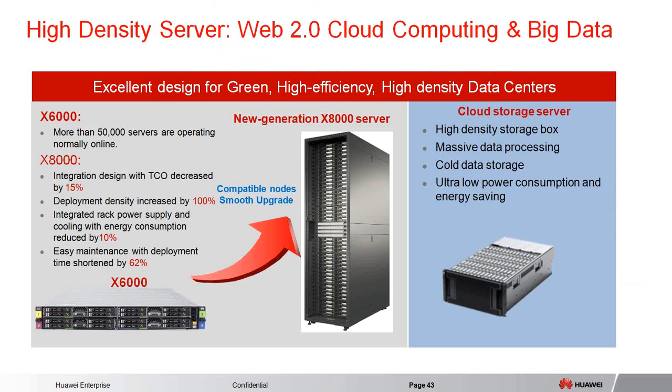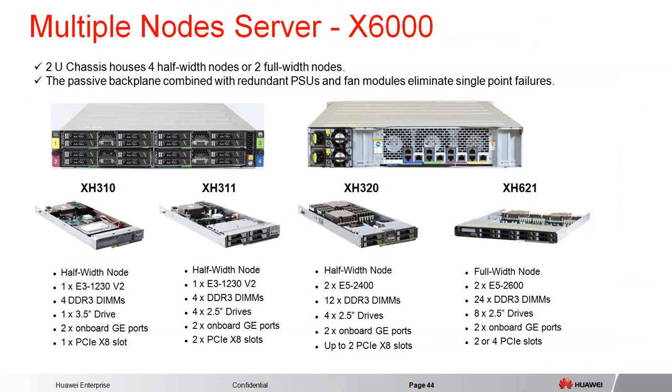It is really good for object storage implementations. And of course, the X6000, which was one of our first high density servers. So what is included in the X6000? Of course, the 2U chassis houses 4 half-width nodes or 2 full-width nodes. It is a passive backplane combined with redundant PSU and fan modules, eliminating single points of failure. But all our servers have that in mind, as well as the redundant PSU, power supply units.